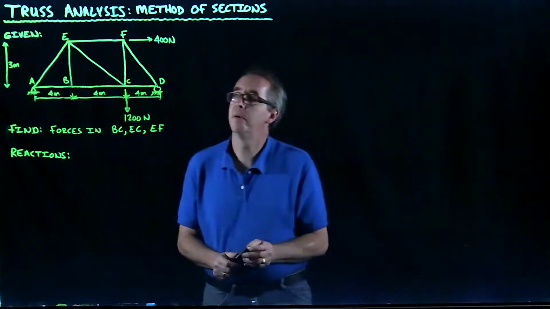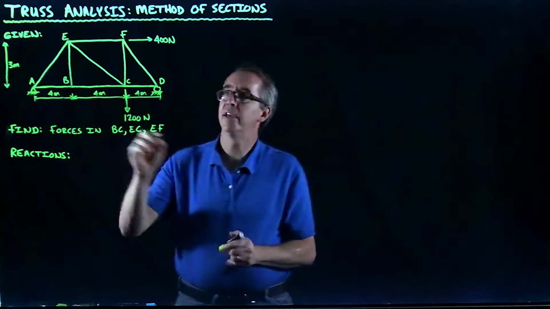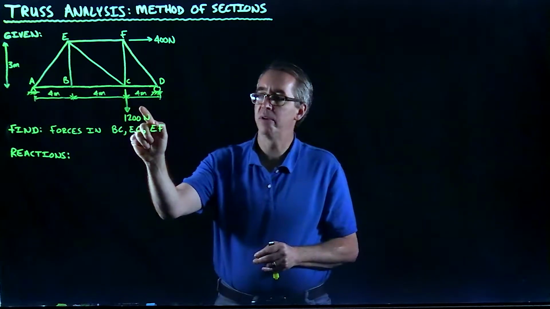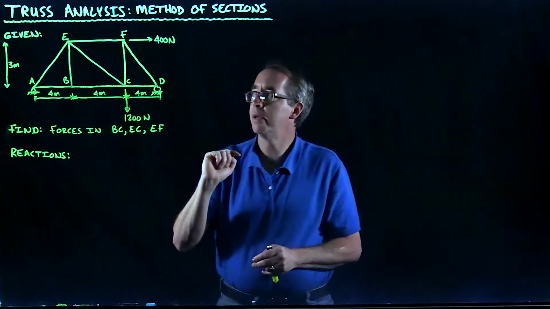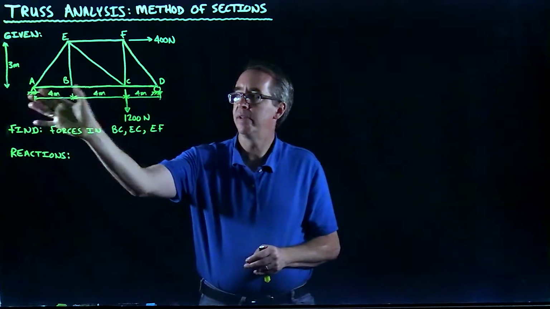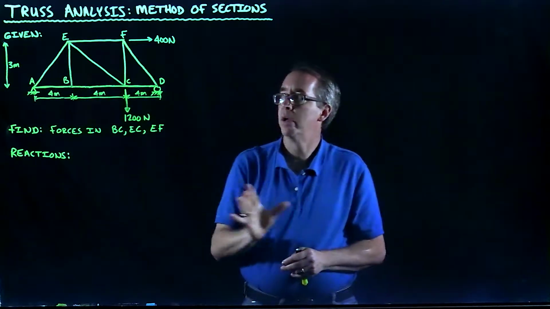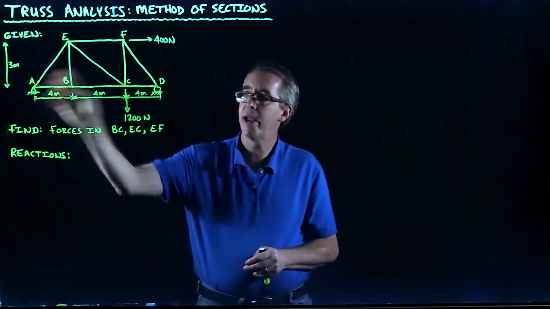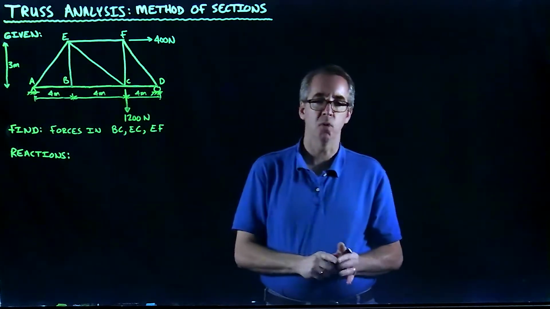So in this example, I've got a truss. You can see it's got a 400 Newton horizontal force. I've got a 1200 Newton vertical force at point C. The overall height of the truss is 3 meters, and each one of these sections is 4 meters long. At point A, I've got a pin, which would obviously have an X and Y reaction. At point D, I've got a roller.